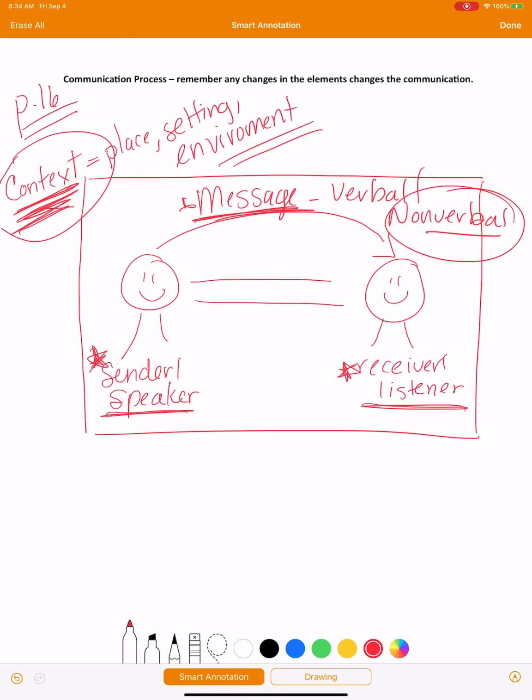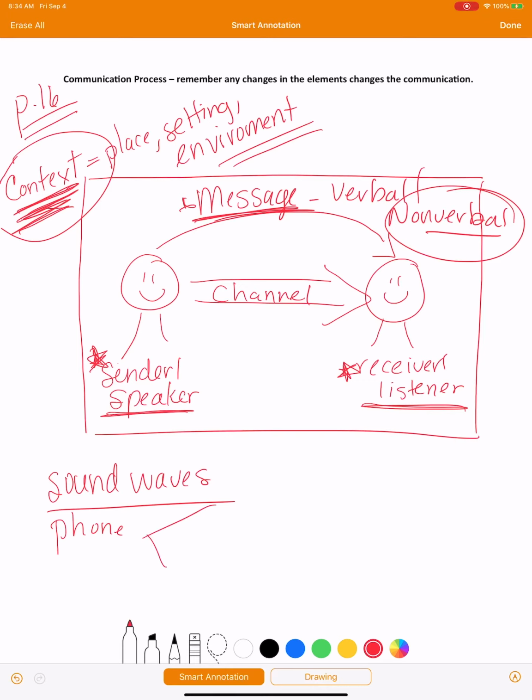So the speaker has to figure out the channel. The channel is considered the conduit of how they're going to send the information to them. All right, for example, in a classroom setting, the instructor uses sound waves to get a message to you. There's other ways to get messages to you, possibly via your phone. And with the phone, we can do so many things.